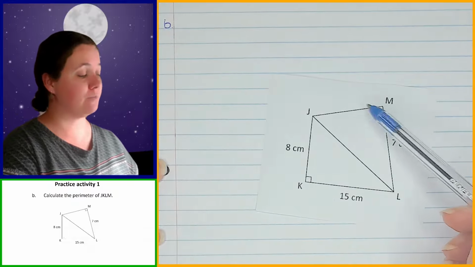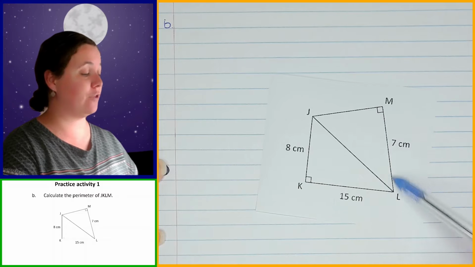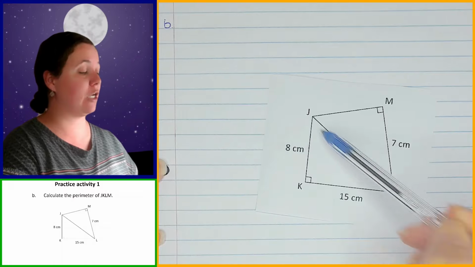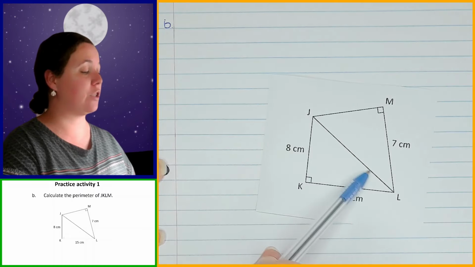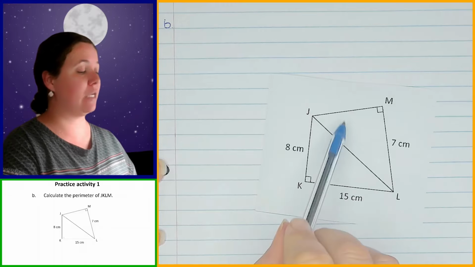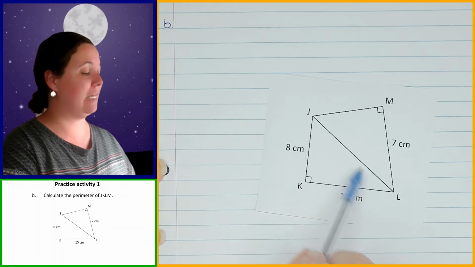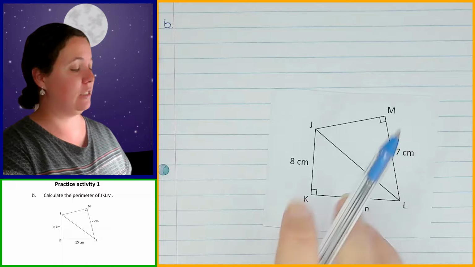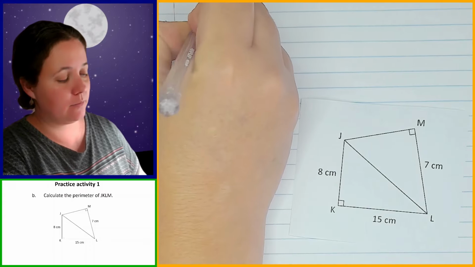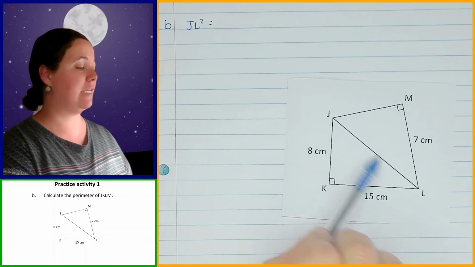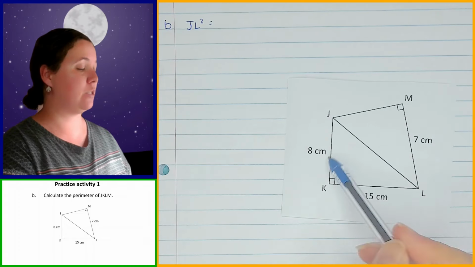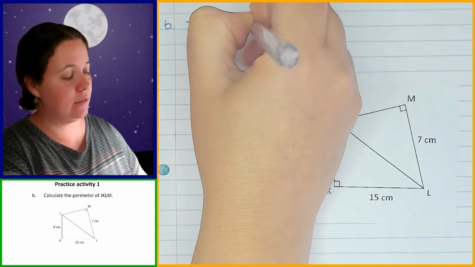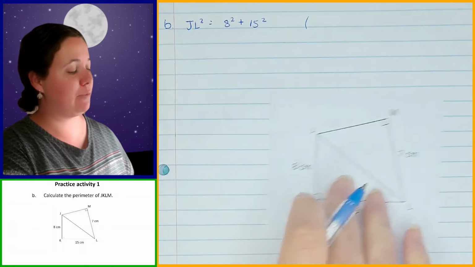So to work it out, JM is part of this triangle over here. Now I only know one side in that triangle, so I still can't work it out using Pythagoras. I first have to work out what this side is over here, and then I can work out what JM is. So to work out JL, I'm going to use the Pythagorean theorem in this triangle, JKL. So JL squared is equal to, now JL is the hypotenuse, so I'm going to be adding these when I square them. So it's 8 squared plus 15 squared. And the reason I can say that is because of the Pythagorean theorem.